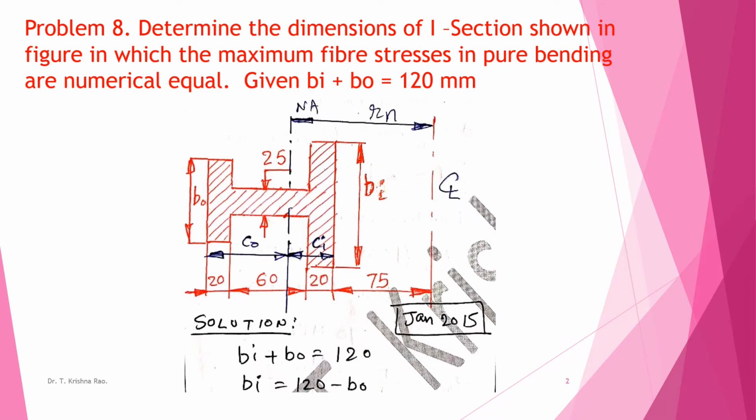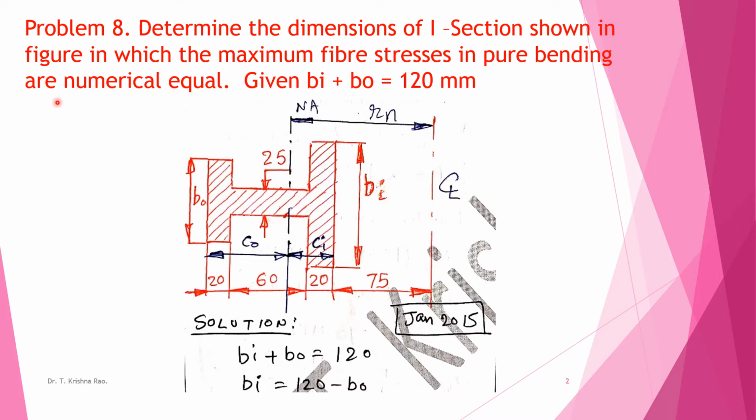This is a typical problem which I have taken. Determine the dimensions of I section in which the maximum fiber stresses in pure bending are numerically equal. This is a very important condition for us. The bending stresses are numerically equal, not the combined stresses.